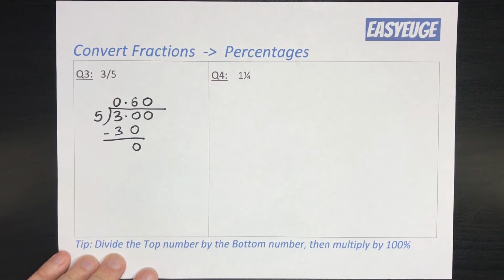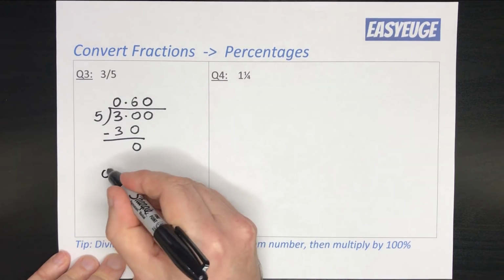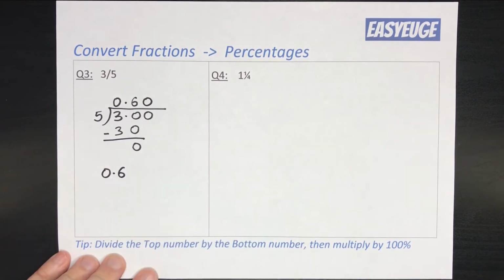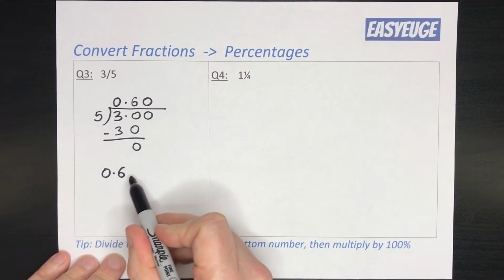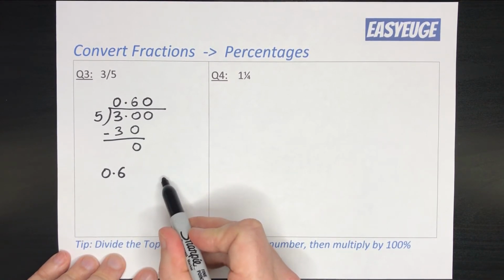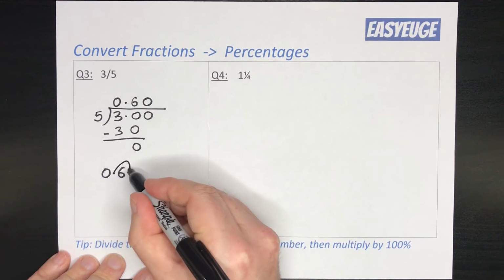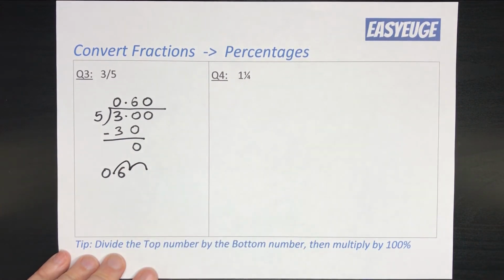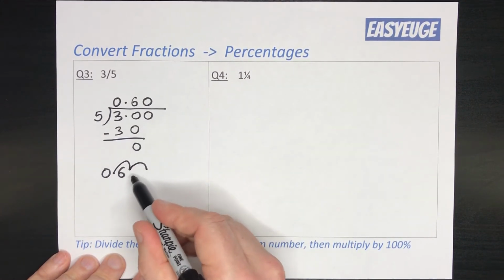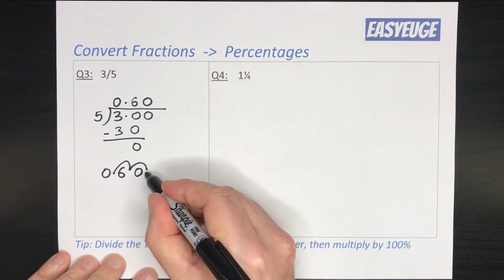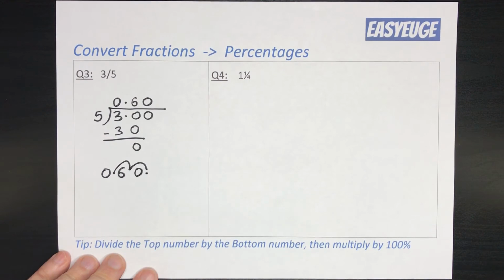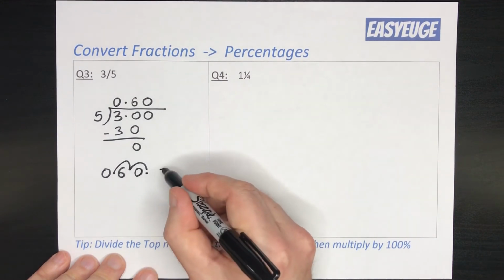Let's multiply by 100%. Let's say you just ended up with that 0.6. To multiply by 100%, find the decimal point and move it 2 places to the right. Let's do it. 1, 2. In this example, we've jumped over a space, so we need to put in a 0 in there, and that's where your decimal point ended up. So this becomes 60%.